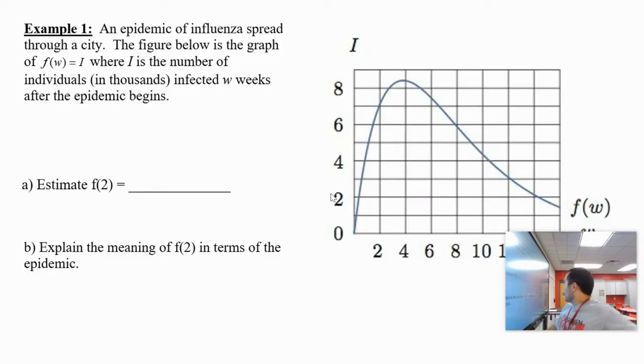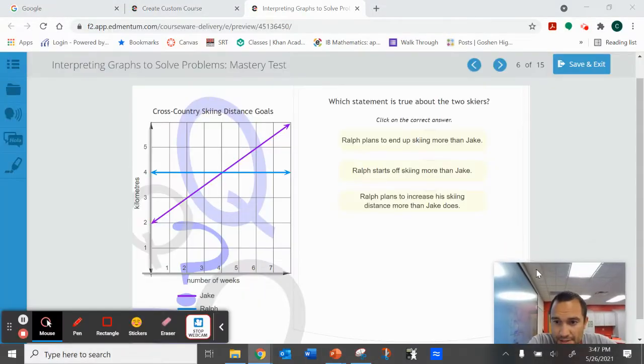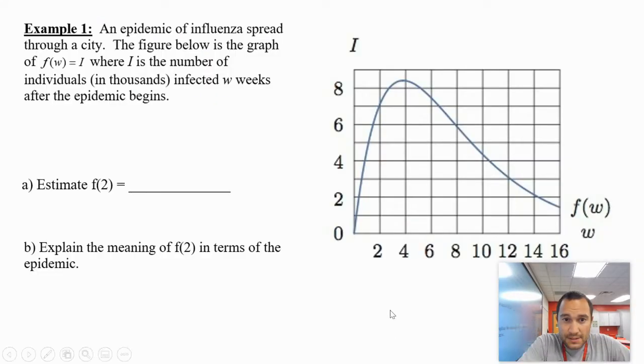So what we're going to do is look at real-world applications of graphs here. So we have a graph, and it says, example one, an epidemic of influenza spread throughout a city. The figure below is the graph of f of w equals I, where I is the number of individuals in thousands infected.